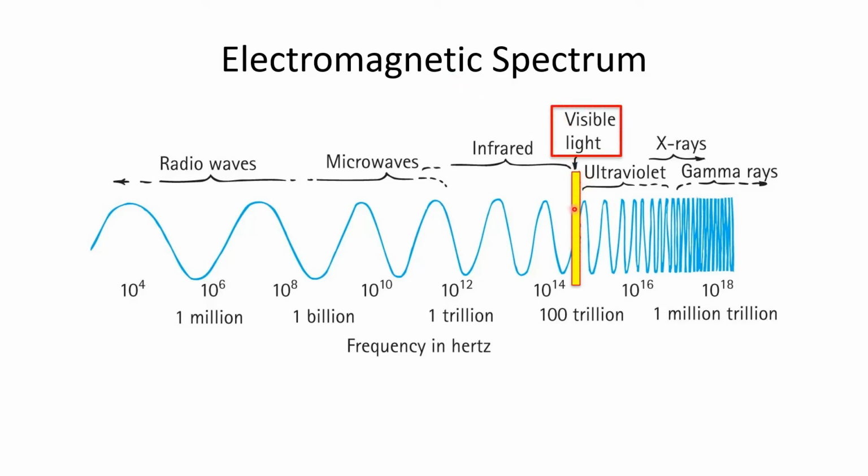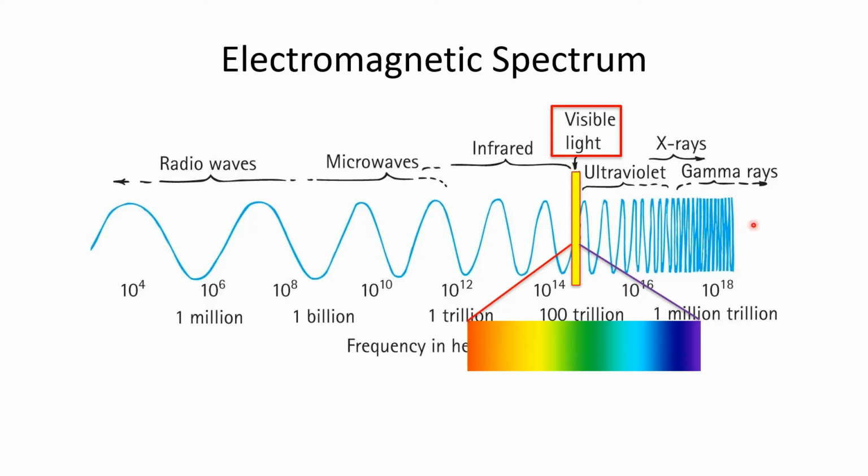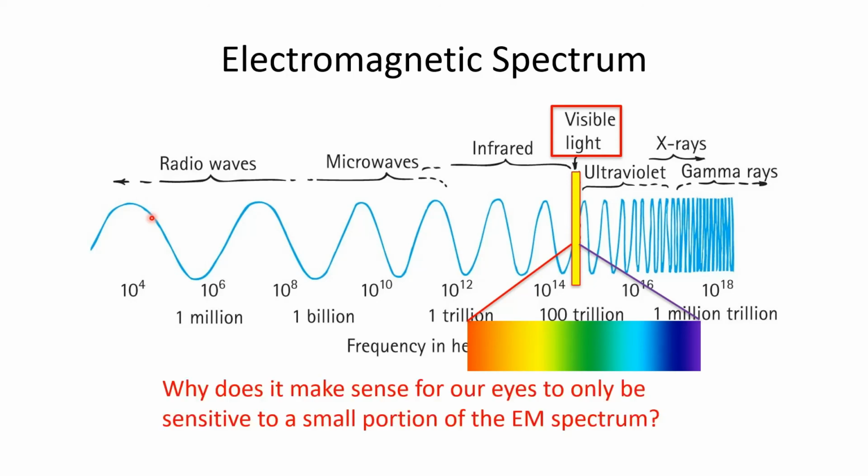If you notice, visible light is just a small portion of the entire electromagnetic spectrum. What that means is all of the colors that we see, from red to violet, those are all bunched into this little tiny area compared to the rest of the entire spectrum. So I've always found that fascinating that as humans we can only see just a small percentage of the total possible range of electromagnetic waves. So I want to address this question. Why does it make sense for our eyes to only be sensitive to a small portion of the electromagnetic spectrum?